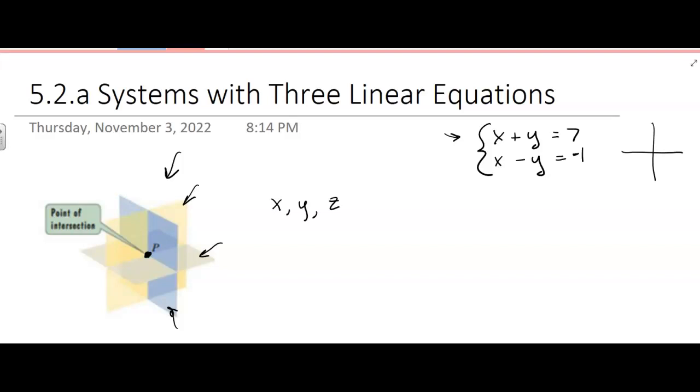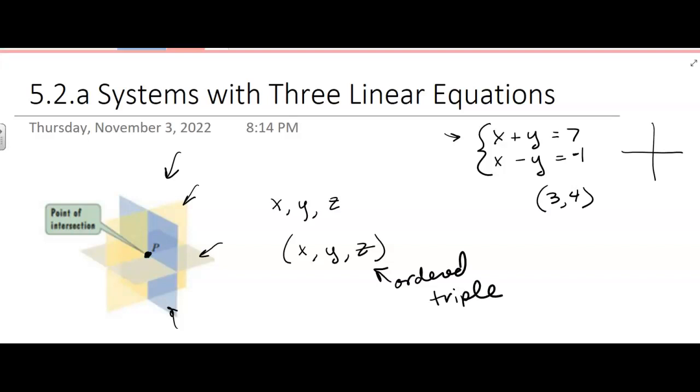Back when we had two equations, we would get a solution like this one, 3, 4. It was an ordered pair, right? We're used to ordered pairs. We've done that before. But now when we have a solution, we're going to have x comma y comma z, whatever those numbers are, and this will be called an ordered triple, because there's three of them. So this is new notation.